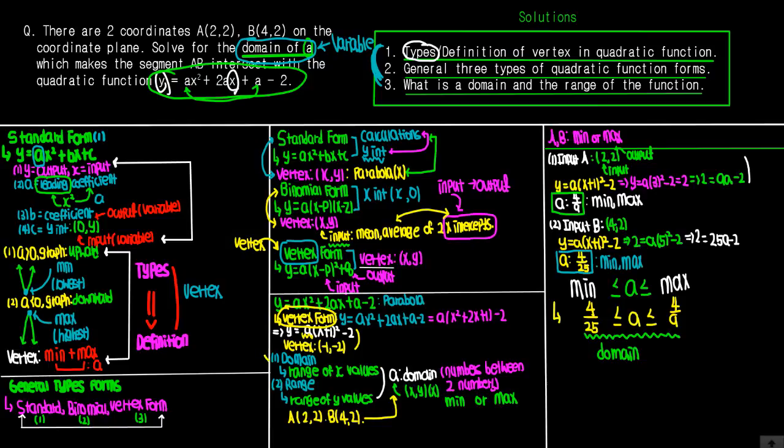And we talked about what the domain and the range are, which was the ultimate question in this problem. Then we talked about the two cases, as they offered us two coordinates, and then we could figure out our answer. The a value, which is the domain of the variable that makes the two functions intersect on the coordinate plane, can be either greater than or equal to 4 over 25, as well as less than or equal to 4 over 9.